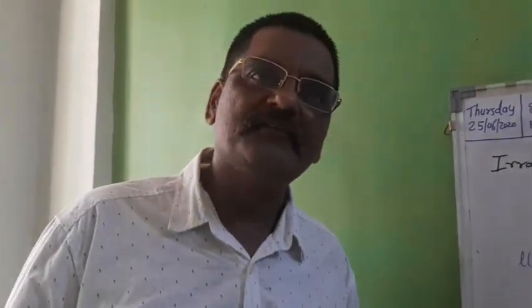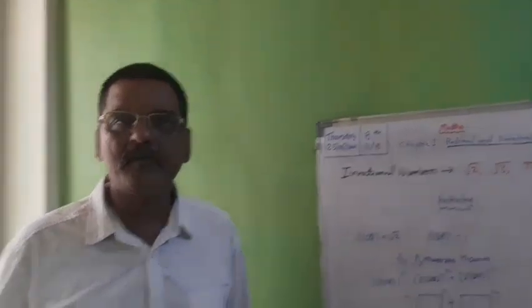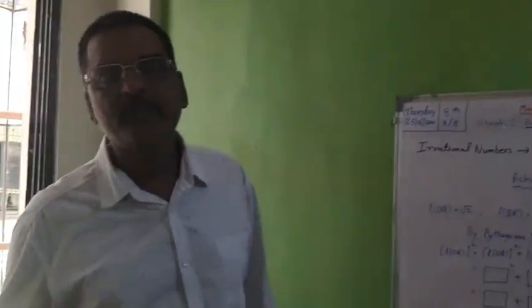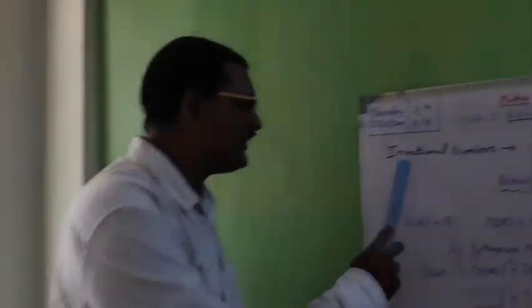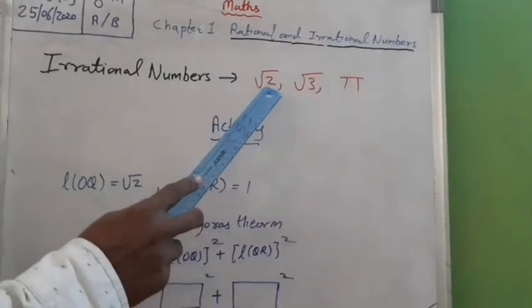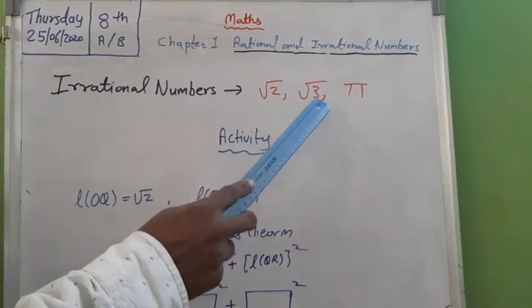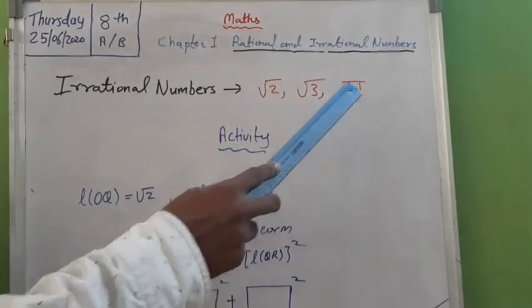We saw last time examples like 0.5, 0.25, 0.625. A number that cannot be expressed in this form is called an irrational number. Examples of irrational numbers: √2, √3, and pi.